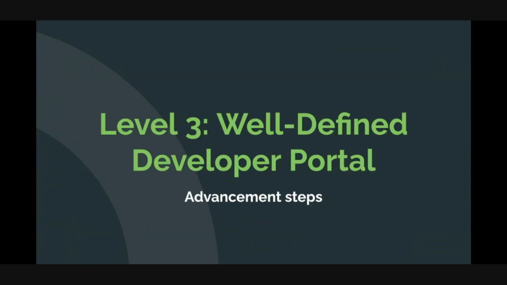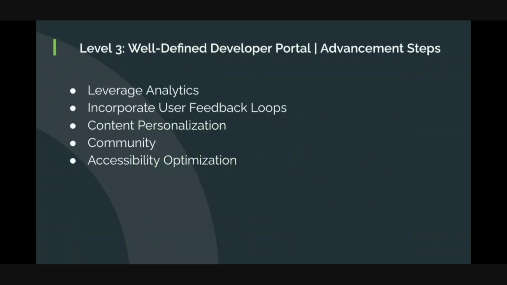And let's see the advancement steps to level 4, which is basically the cherry on top. To leverage analytics, use tools like Google Analytics or Hotjar to track content performance and user engagement. To facilitate these, incorporate user feedback loops, or in other words, implement feedback mechanisms like surveys, direct feedback forms, and usability testing. Personalize the content on the developer portal. So, start using personalization tools for search optimization and personalized content recommendations.